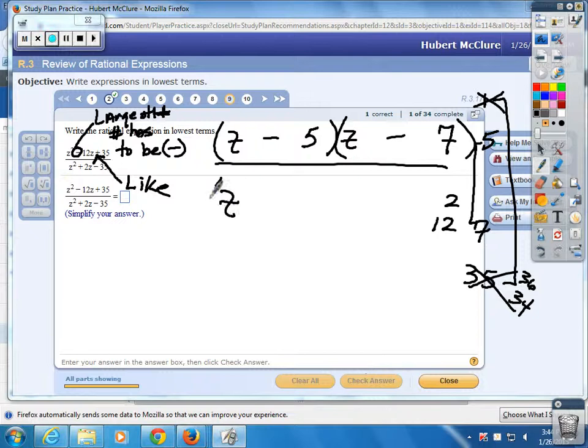So Z, 7 and 5. This tells us that the largest number has to be positive. Which one's the largest number? 7. So this is positive. What does this say? Like or unlike? Unlike. So if this is positive, this is negative. And that's the reverse FOIL.